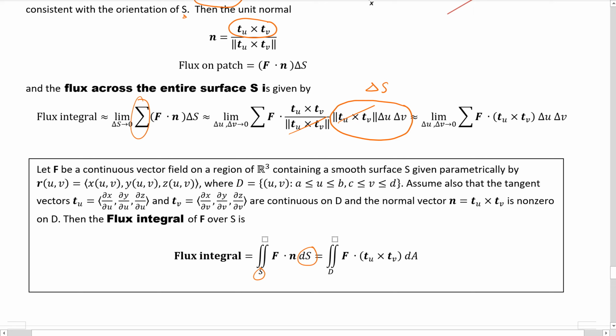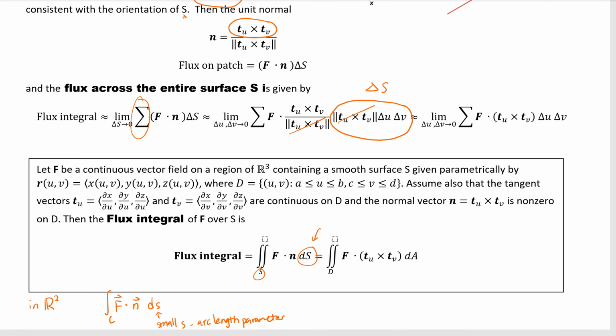I want to remind you that in R2 the flux integral was over the curve of F dot n ds. Well, this is a small s. It represents the arc length parameter. And here, this is a big S. It represents the surface area differential.